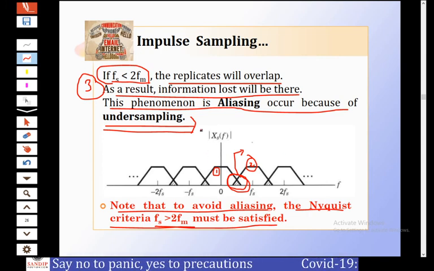So this is ideal sampling, which we also know as impulse sampling. We will stop here. In the next session we will start practical sampling.